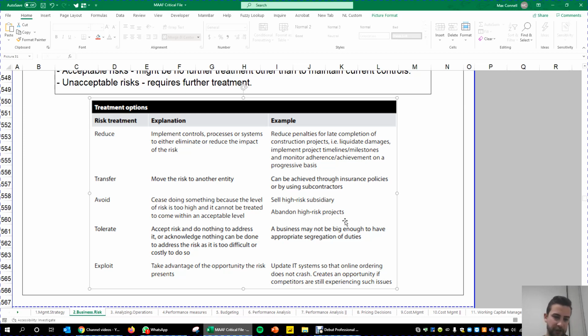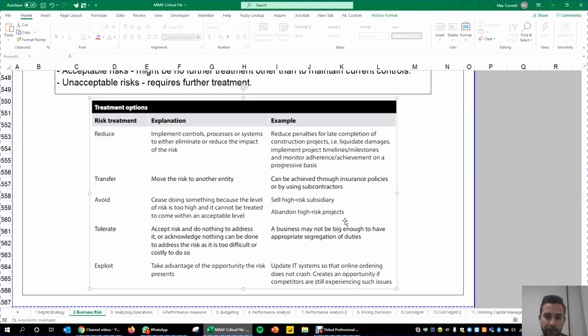For example, you might take out an insurance policy, you're actually just transferring the risk from you to the insurance company. Avoid is ceasing doing something because the level of risk is too high and it cannot be treated. So for example, you might have a high risk project, we just basically abandon it. We don't do it anymore. That's how we avoid it.